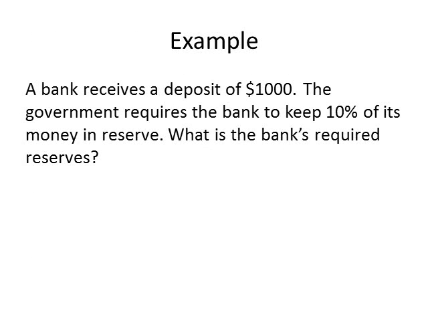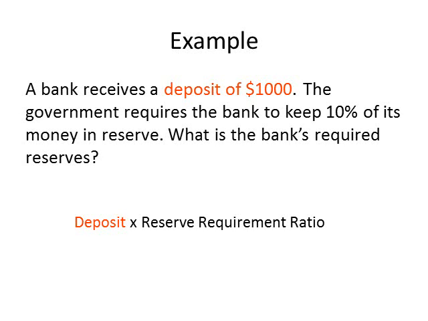Let us suppose that a bank receives a deposit of $1,000. The government requires the bank to keep 10% of its money in reserve. What is the bank's excess reserves? The first step is to multiply the deposit by the reserve requirement ratio. In this case, the deposit was of $1,000, so we substitute 1,000 into the formula.